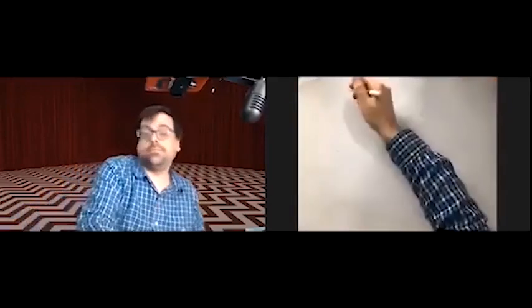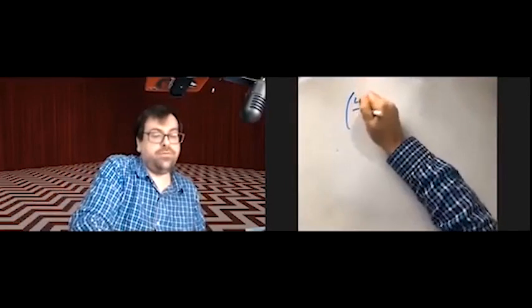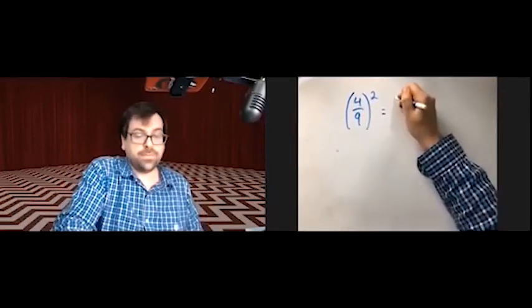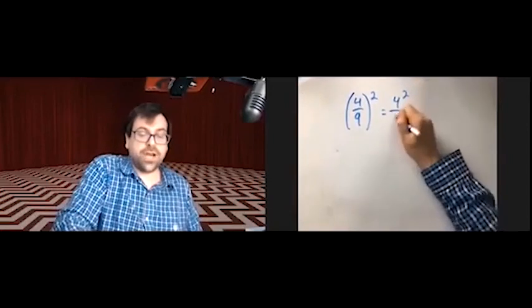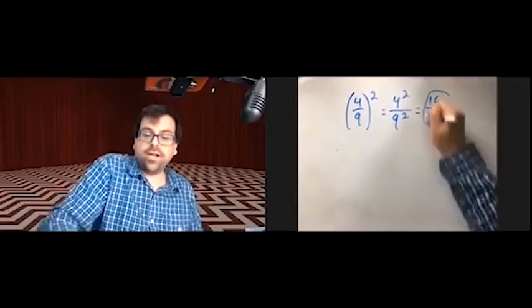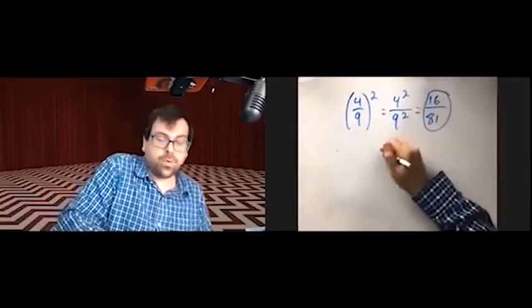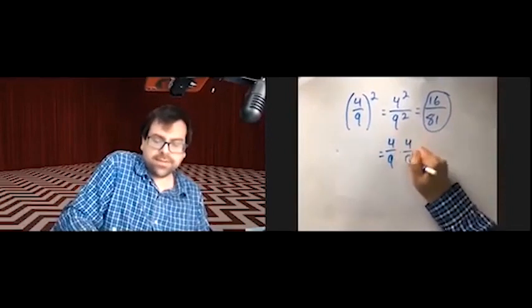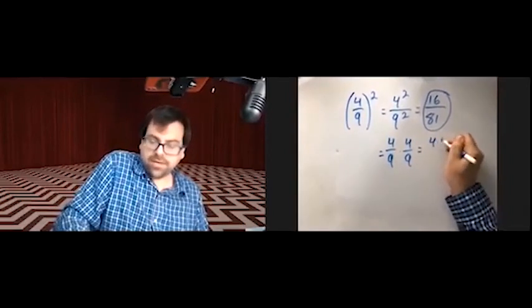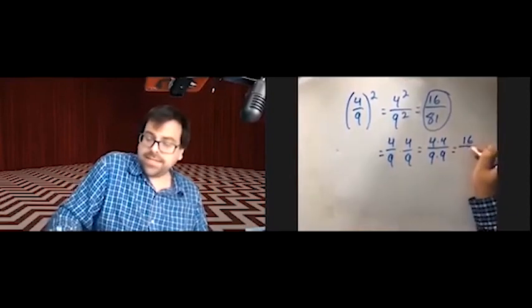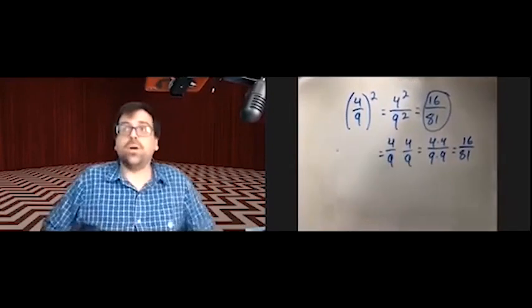Another one. 4/9 squared. That's 4 squared over 9 squared. That's 16 over 81. Or that's 4/9 times 4/9. That's 4 times 4 over 9 times 9. That's 16 over 81.